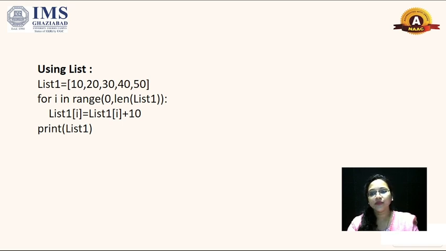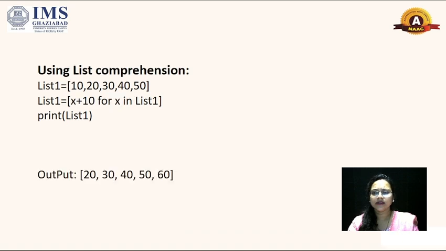After a for loop, we have to use a colon, then press enter and write a new line: list1[i] = list1[i] + 10. You have to write all these things to get the desired output, and then you will write print(list1). So this is an example using a loop. Now let's see how you write the program using list comprehension. When you use it, you will see that it makes your work easy. Again, list1 is an existing list.